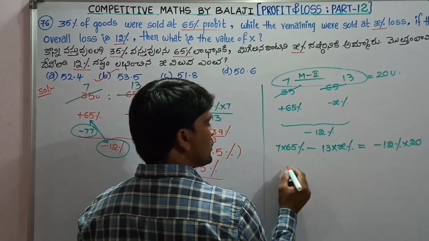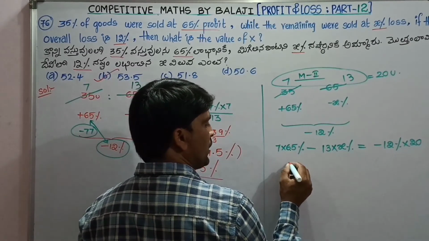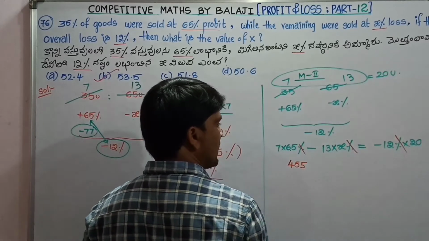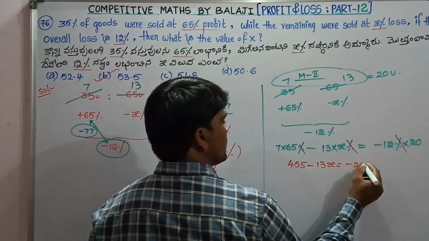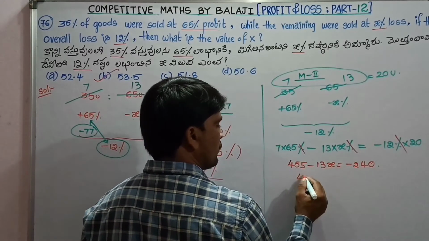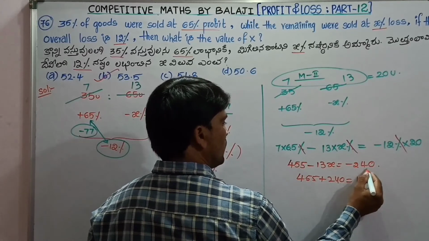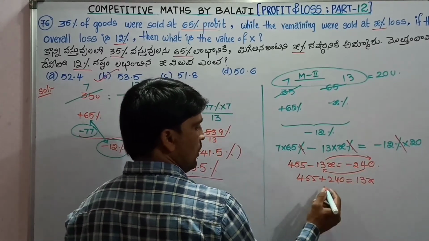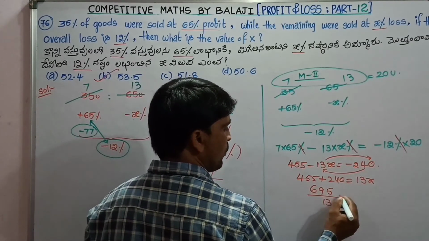Yes, 7 into 65. 7 60s are 420 plus 35, 455. Percentage gets cancelled on both sides. Minus 13x equal to minus 240. Yes, 455 plus 240 equal to 13x. Transpose minus 240 to LHS, minus 13x to RHS. That is 0 plus 455 plus 240, 695 over 13 equal to what?